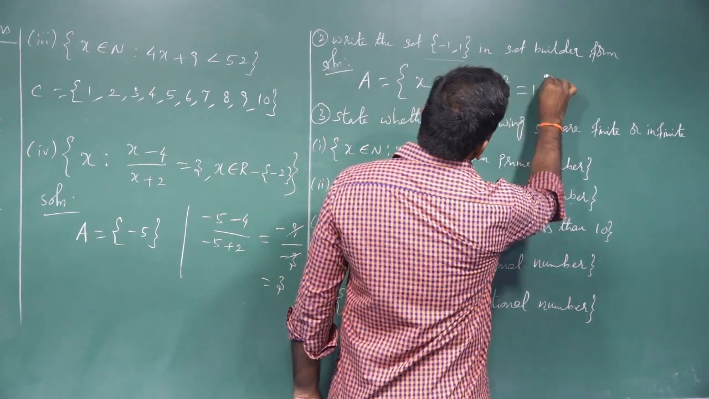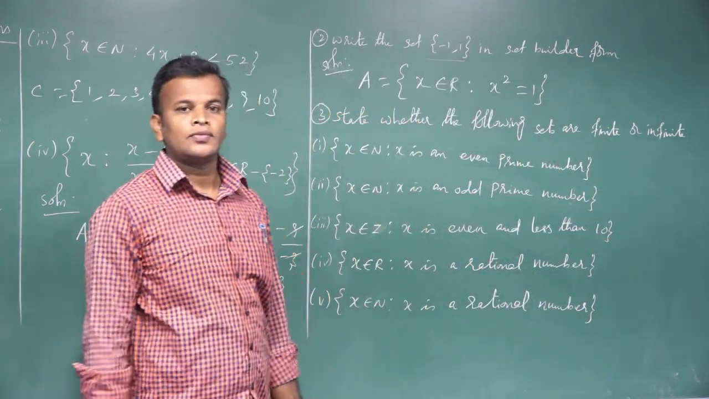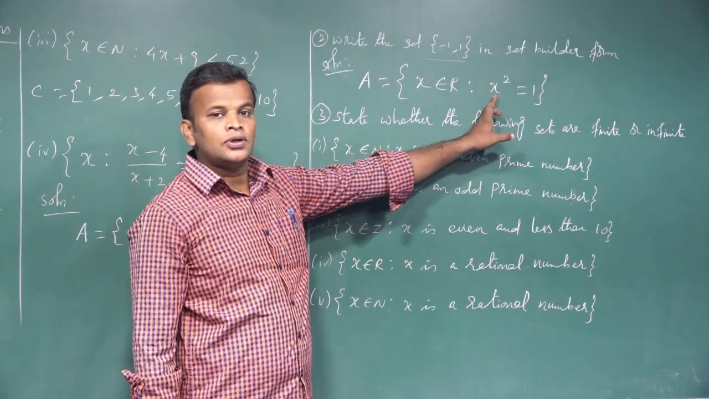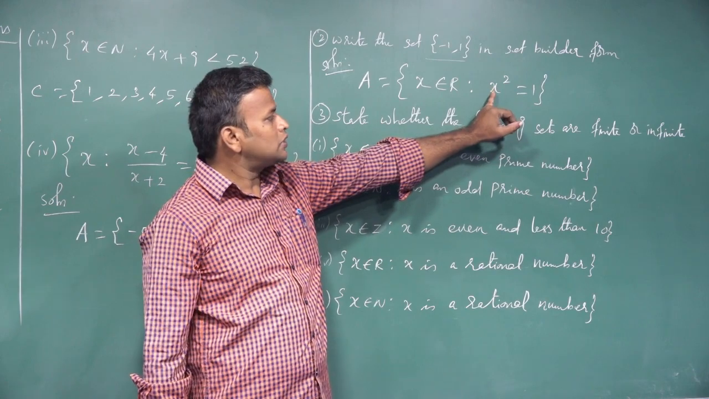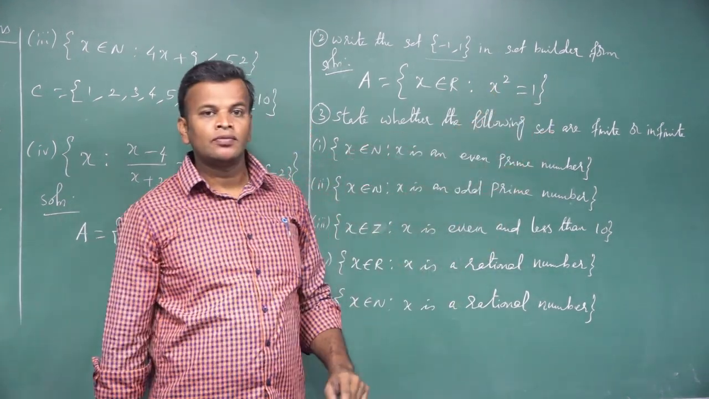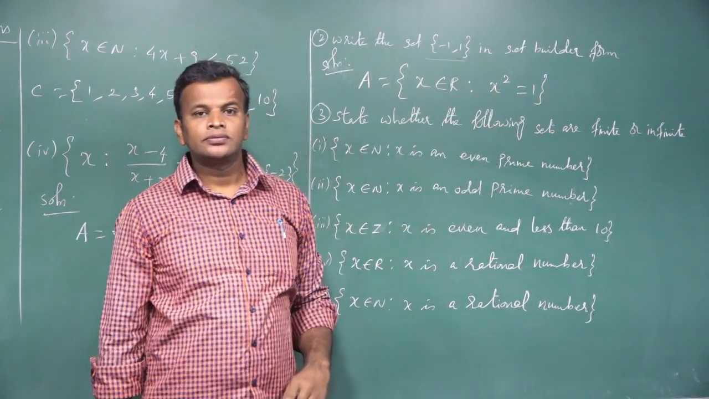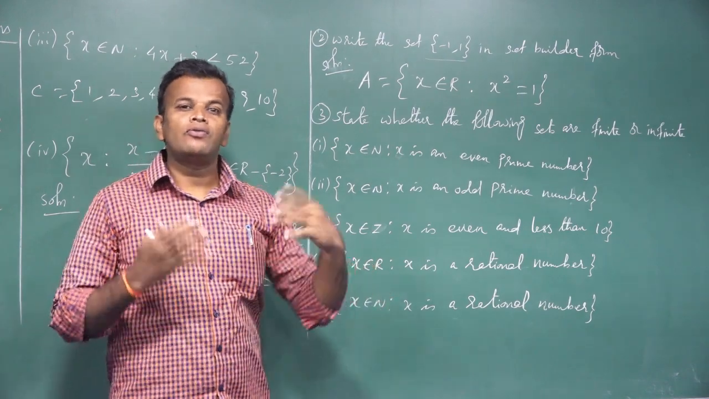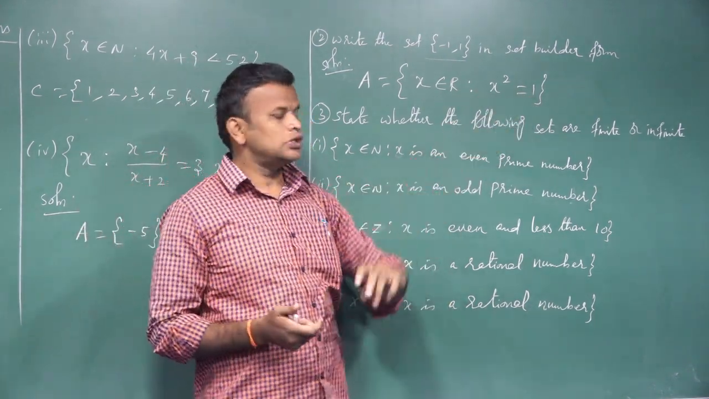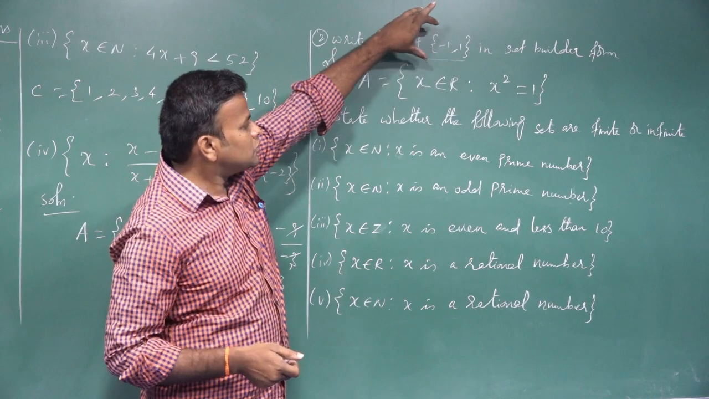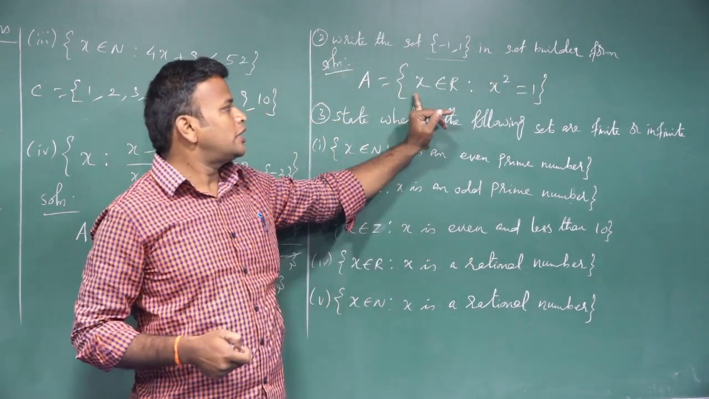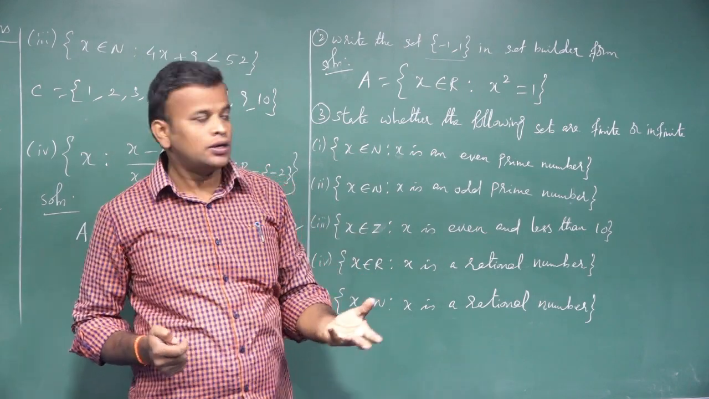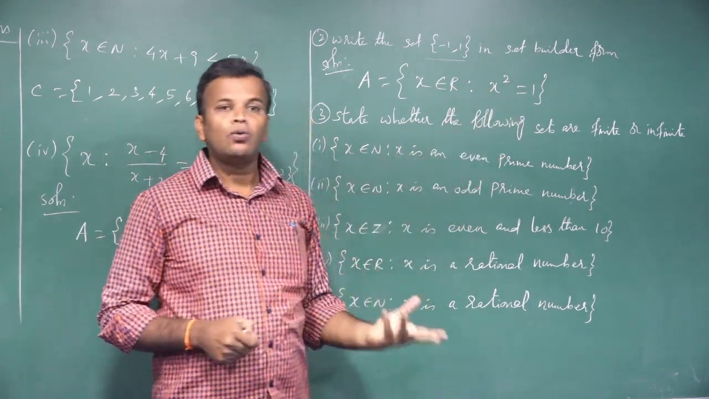X square should be equal to 1. We put the value of x as minus 1, whose square is 1, and plus 1, whose square is 1. Except these two values, no other value has a square equal to 1. The roster form is given. The set builder form is: x belongs to R, x is a real number, and whose square is equal to 1.